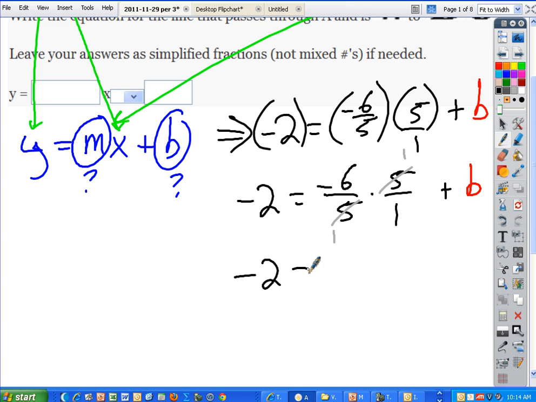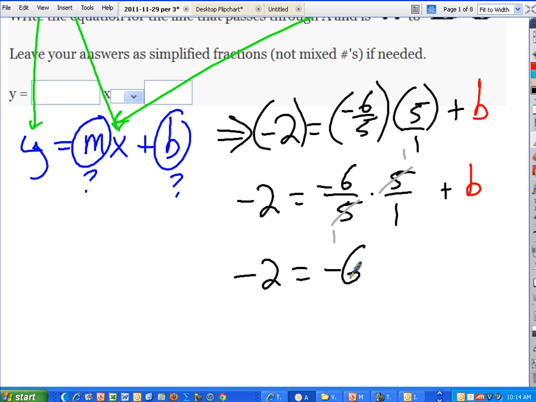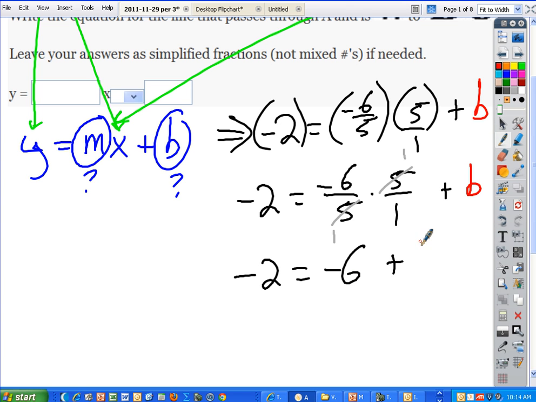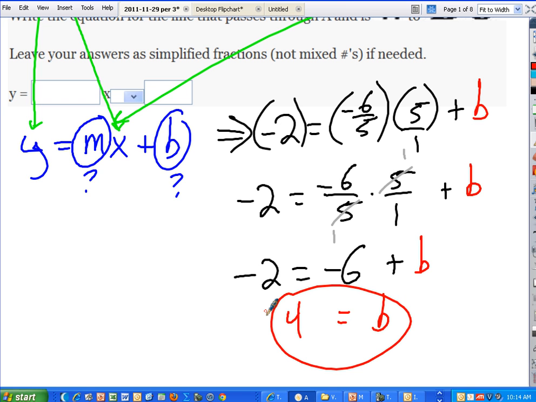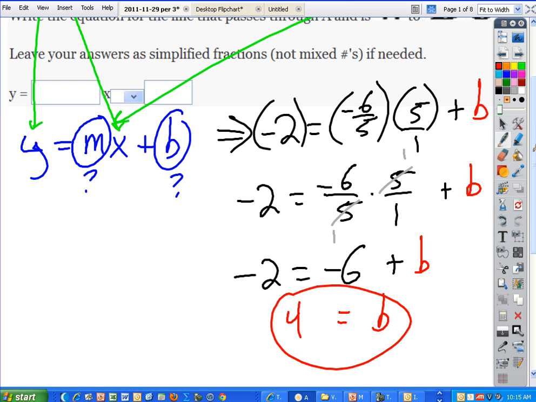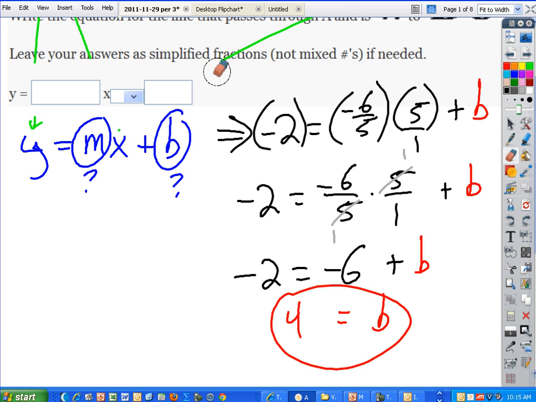So negative 2 equals negative 6 plus b. So what do I do to get b by itself? Add 6. And then I get b equals what? 4. Got it. Okay? So it now wants us to leave our answers as simplified fractions. All right? Well, we can do that. Let's put this stuff in here then. How would we enter this?